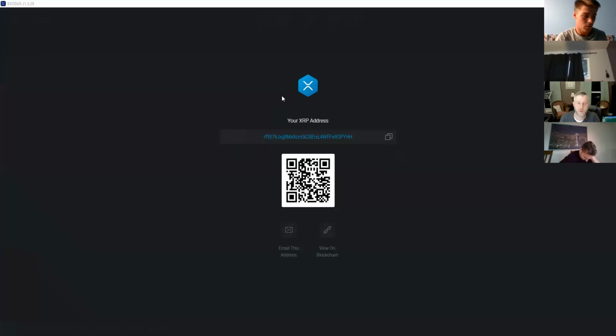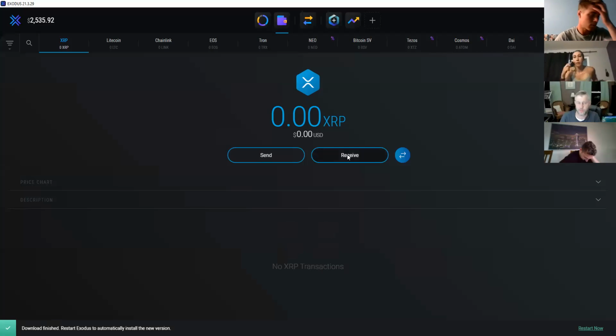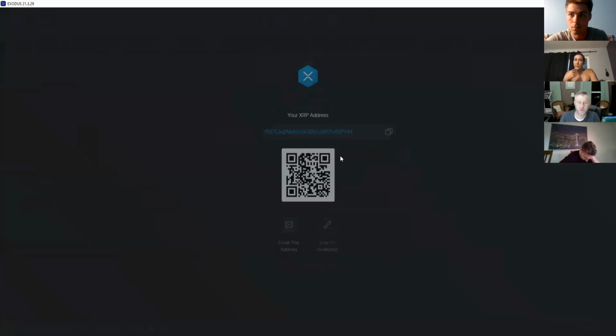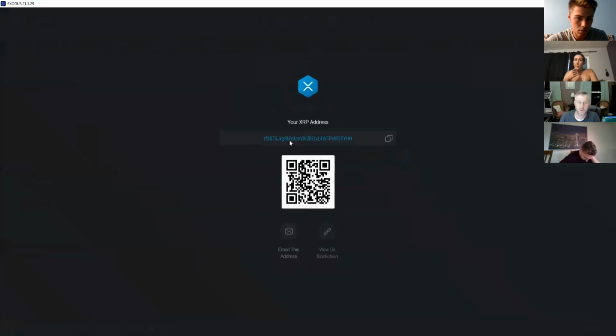So this is in my XRP wallet. It's in Exodus. For this wallet, when I click receive, there's only an address. Okay. But well, hold on. I hit the wrong button. My bad, y'all.